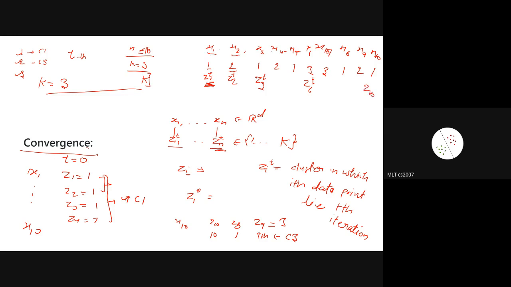So corresponding to every data point, I have an indicator function, which gives me the cluster this data point belongs to. If you have n data points, you have n such indicator functions. So the X10 point is belonging to cluster 1. So what does Z10 signify here? Z10 in this case is 1.